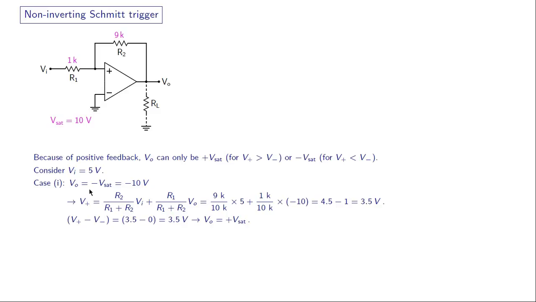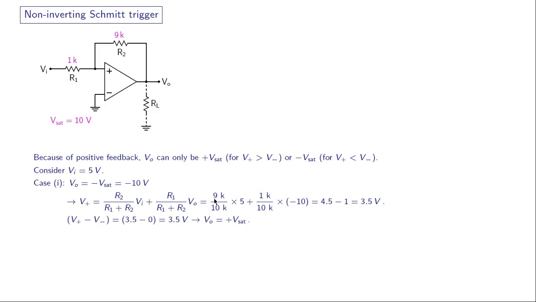Suppose VO is minus Vsat, so this VO is minus 10 volts. What is V plus then? This current is 0 and V plus can be obtained by superposition. So we have Vi here and VO here. Consider these two as independent voltage sources, and then we get this expression here: R2 by R1 plus R2 times Vi plus R1 by R1 plus R2 times VO.